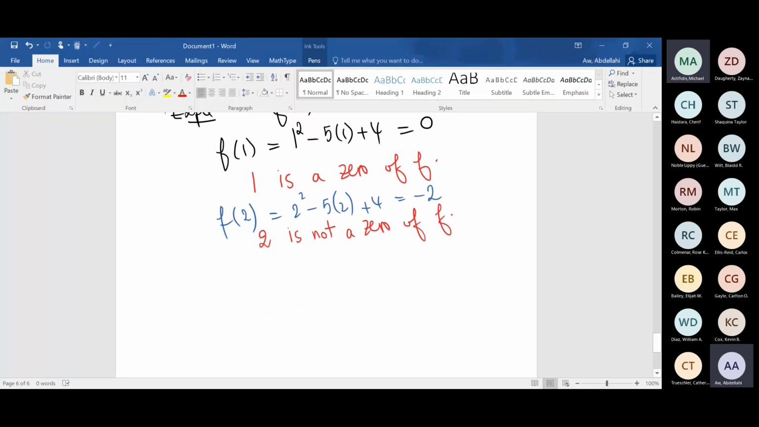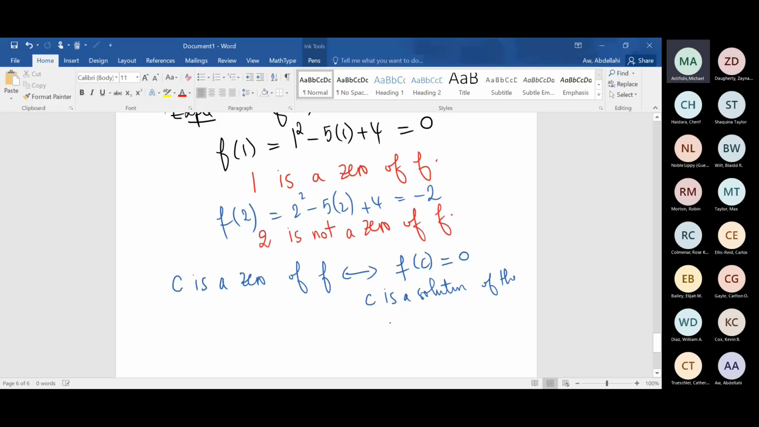We say c is a 0 of f if f of c equals 0. That's it. Or c is a solution of the equation f of x equals 0. Right? Any number that you plug in and you get 0 is called a 0 of that polynomial.